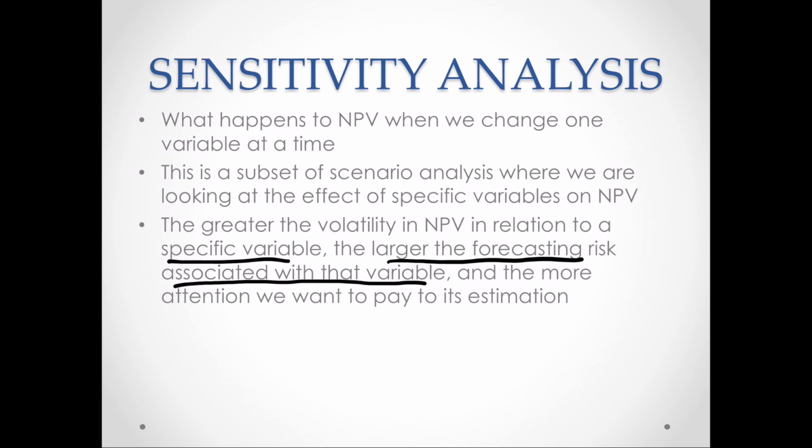Now, the greater the volatility in your net present value in relation to a specific variable, the larger the forecasting risk associated with that variable, and the more attention you'll want to pay to its estimation. So you'll look at these different inputs and identify which of our inputs create the most changes in our net present value projections. Those variables are said to have higher forecasting risk, where you really want to dive into those particular estimates and try to certify to the best of your ability that those estimates are indeed correct.